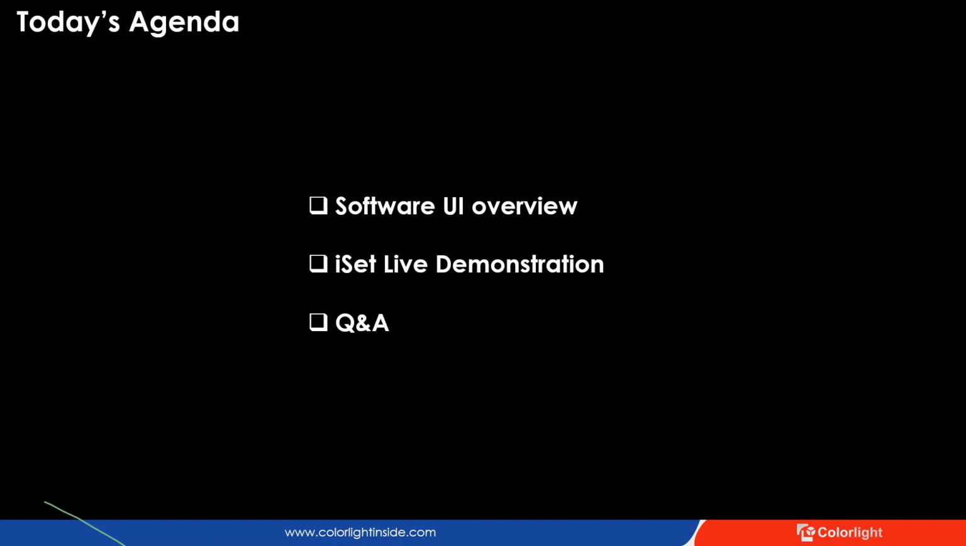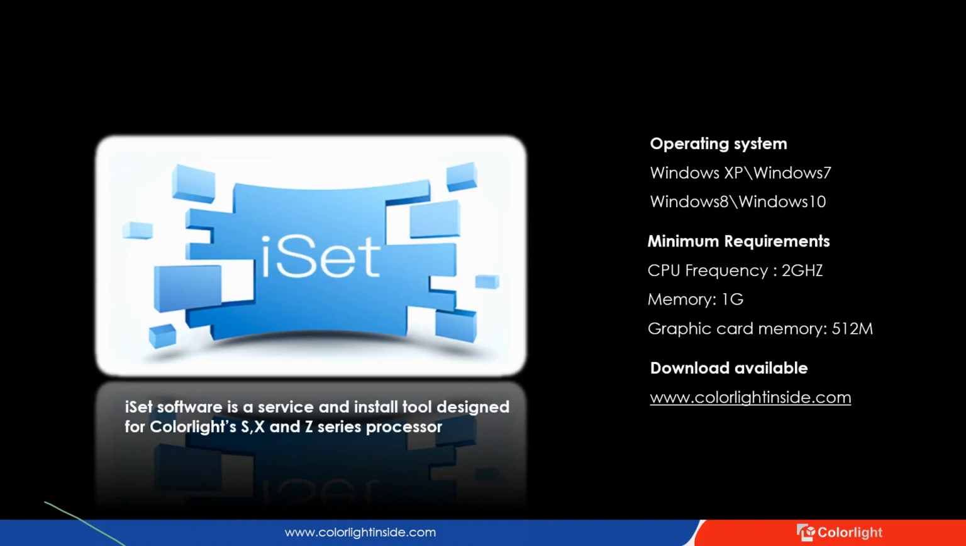So today's course, what we're going to talk about is the iSet software generalized functionalities. And at the end of the course, we will review some of the questions asked in the chat section. iSet software is a service and install tool, with a very intuitive interface designed for Colorlight S, X, and Z series processors. Each processor has different capabilities, but ultimately all run the iSet software. Whether you are an integrator or end user, the software will help you to build your LED wall easily and efficiently.